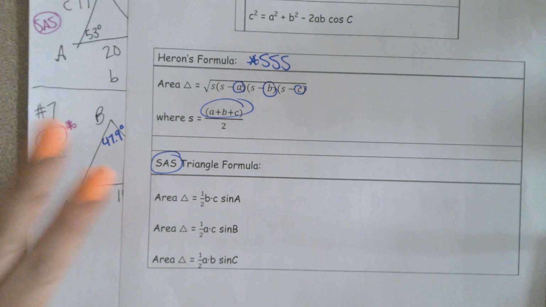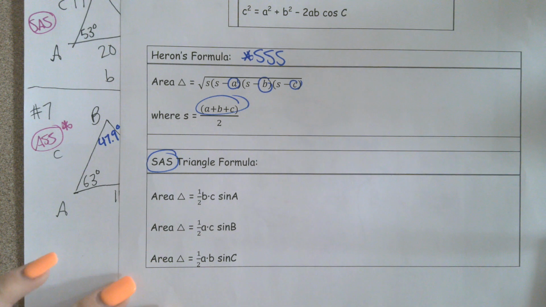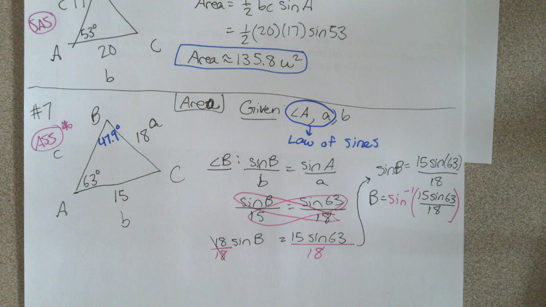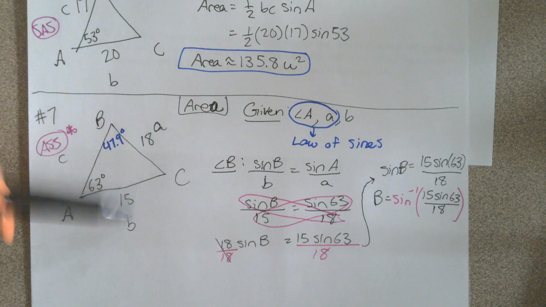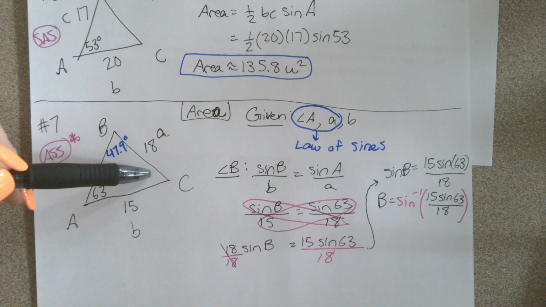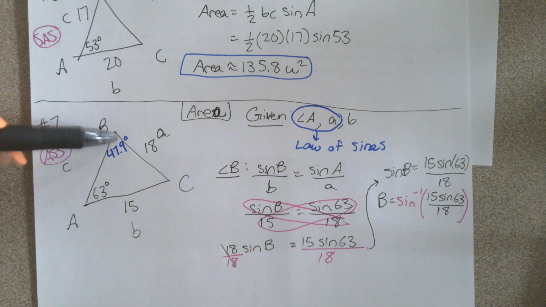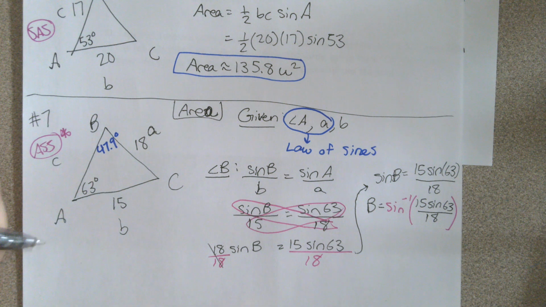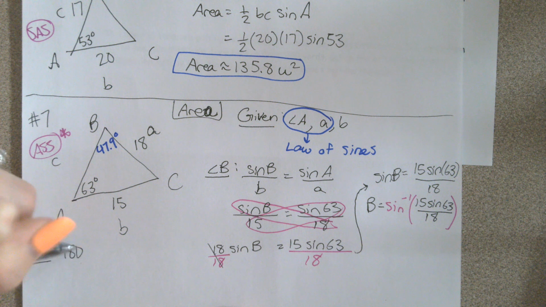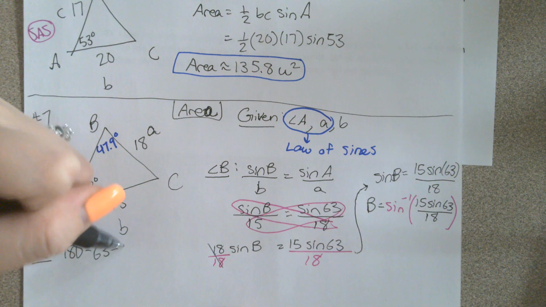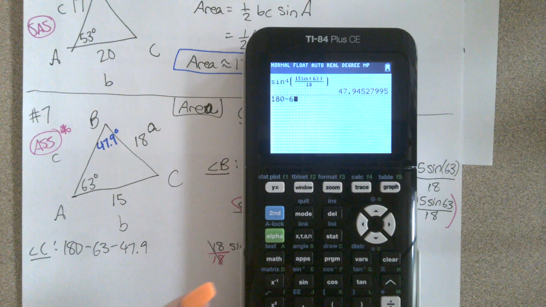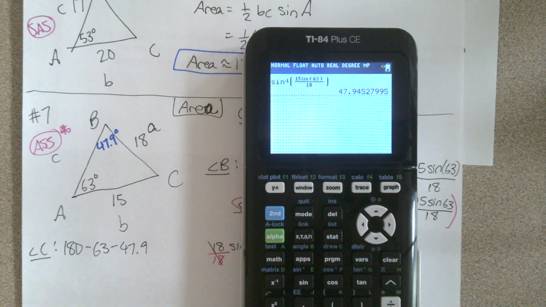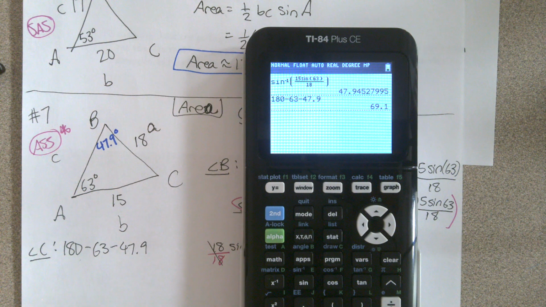Okay, so let's see if we have SAS now, because our goal is to get the area, and to get area, we need SAS. We're going as far as we need to until we have SAS. So right now, I need two sides and the angle in between them. My two sides are A and B. The angle in between these two is angle C. I don't have it yet, but I can very easily get it because I already know the other two angles. So let's do that. Angle C is 180 minus 63 minus 47.9, which is 69.1 degrees.